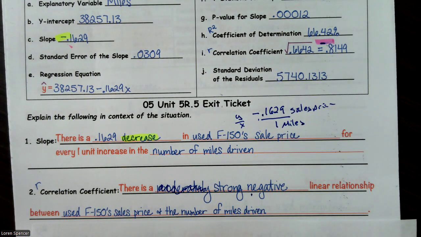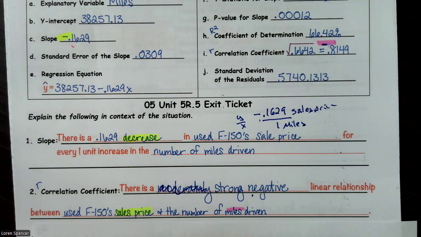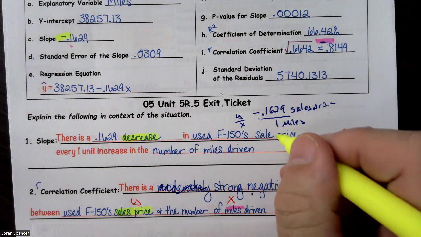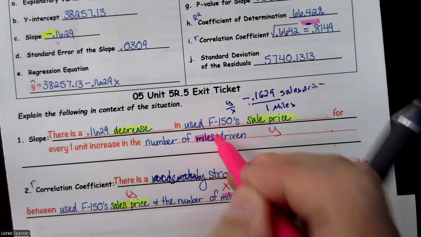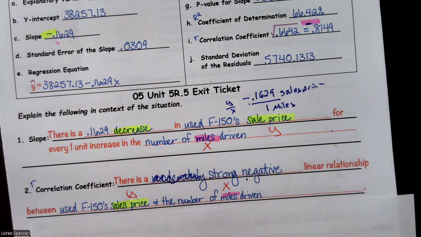Here's our key words. Sales price was our Y, and the number of miles driven was our X. So between our Y and our X, okay? Between our Y and our X, because that's what we're comparing. And actually, up above, I should mark that out as well. There's a sales price, which is our Y, and number of miles driven, which happens to be our X.